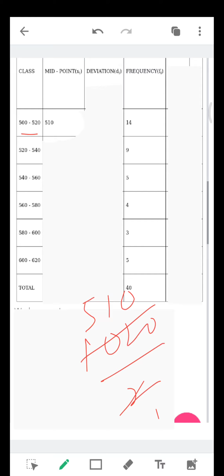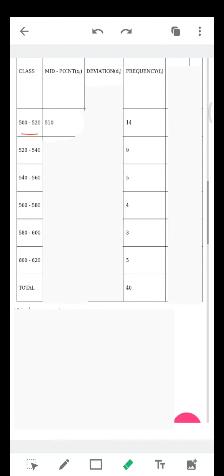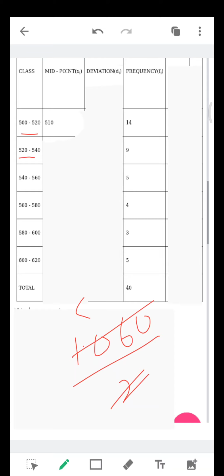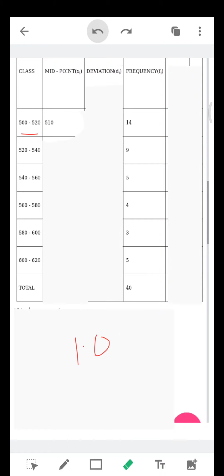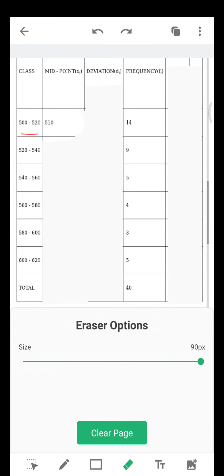Then what will be the mid value for the next? We are finding the mid value of the second row. 520 plus 540 is 1060 divided by 2. So our mid value here is 530. This way we proceed and find all the mid values here.